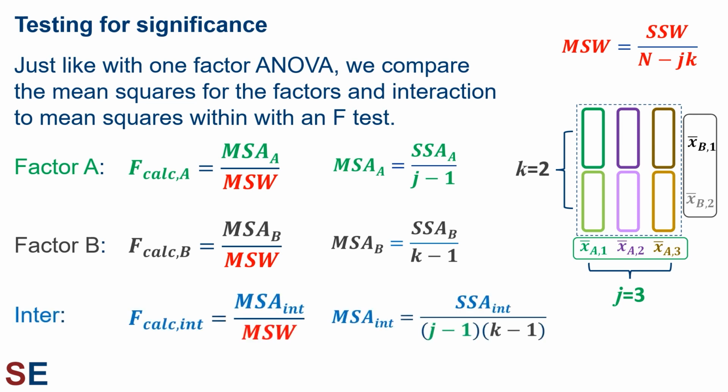For the interaction, the degrees of freedom would be j minus 1 times k minus 1, similar to what we might expect in a chi-squared test of independence with a 3x2 contingency table. The mean sum is the sum of squares for the interaction divided by this. Just like for the separate factors, the f calculated value would be the mean sums for the interaction divided by the mean sums within value.